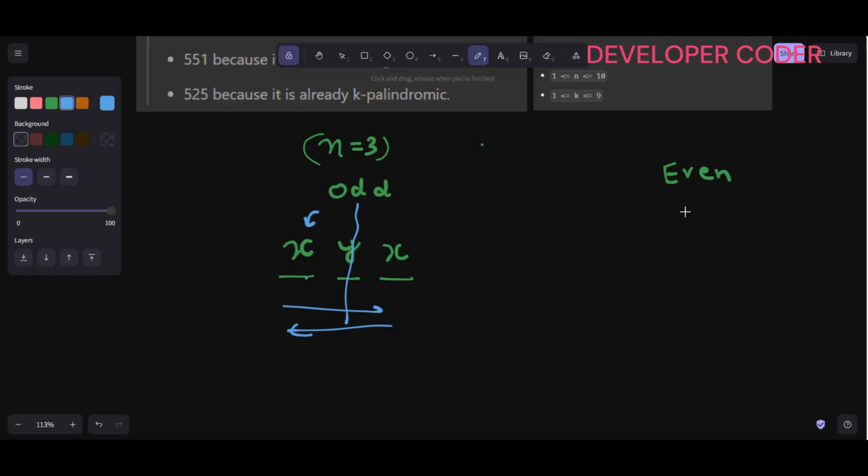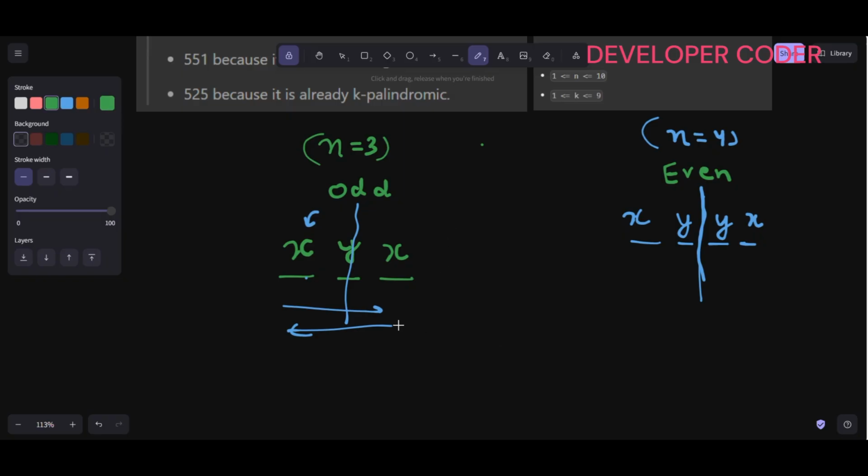And in case of even, let's suppose n is equal to 4, so in that case, a 4-digit number. In even, if you have x, y, then this complete will be the opposite. So here you have y and here x. So the mirror image line is between here. This is nothing but the mirror image line. So what I will do here now.